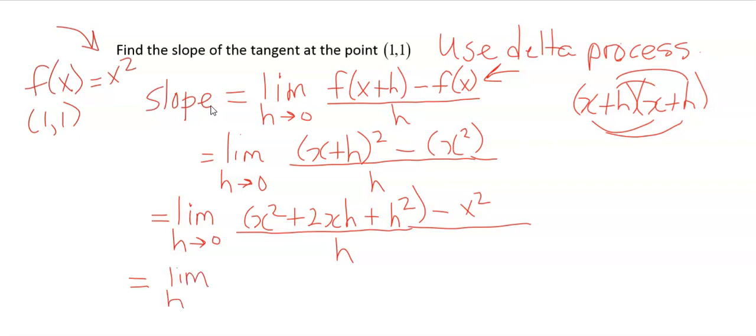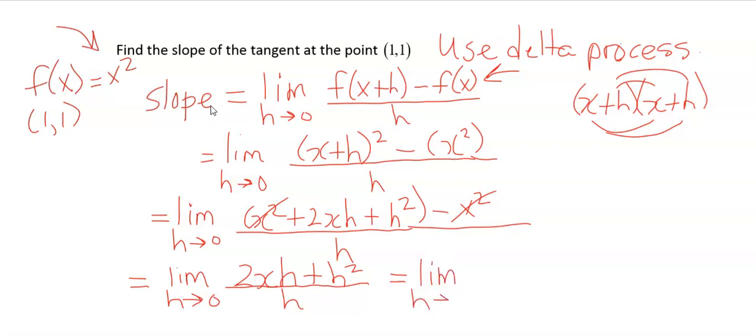And something nice usually happens, practically always happens. The x squareds cancel. So all you're left with is the limit as h goes to 0 of 2xh plus h squared over h. Now you still can't put in 0. You still can't use direct substitution because, again, you'd end up with 0 over 0. So remember, we try some kind of algebra, don't we?